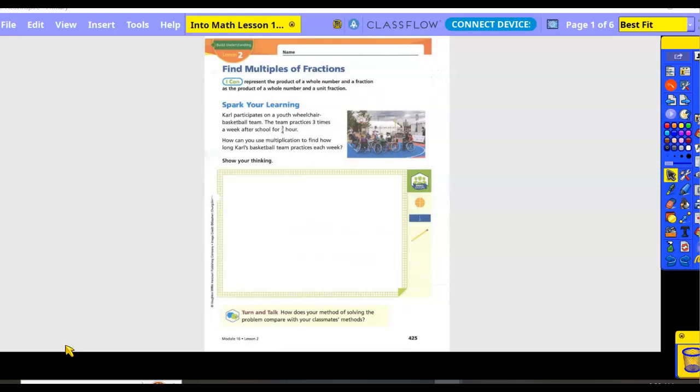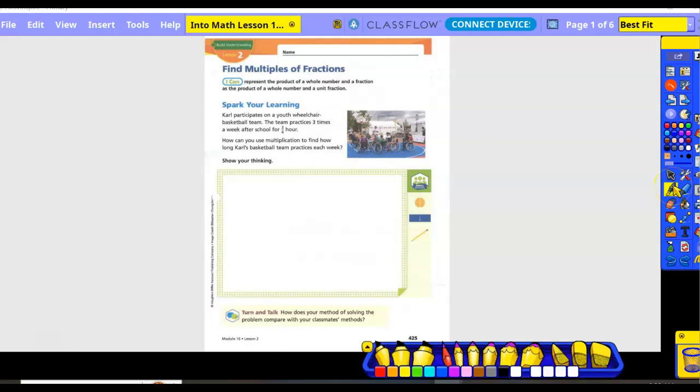Okay, so let's pull out what we're going to use. 3 times 3/4 hours. So they want to know how you can use multiplication to find out how long his basketball team practices each week. So first of all, let's start with what is going to be our multiplication equation. 3 times 1/4, or 3 times what? Not 1/4, 3 times 3/4.